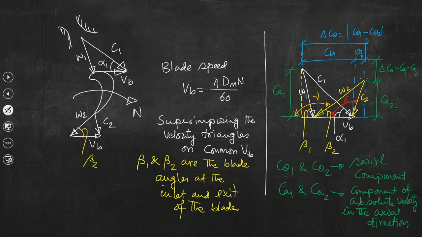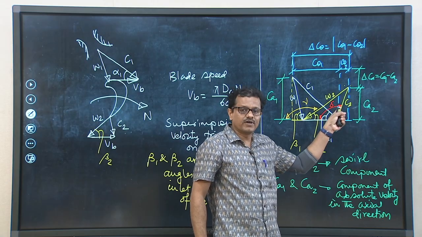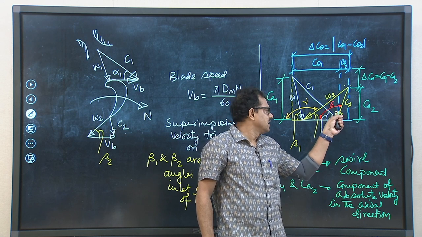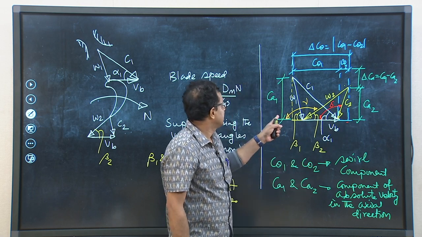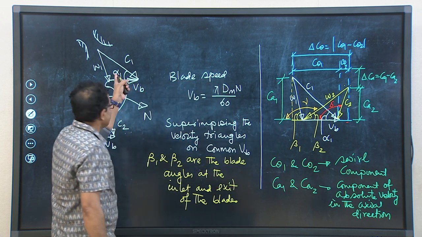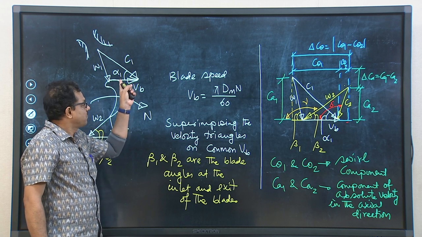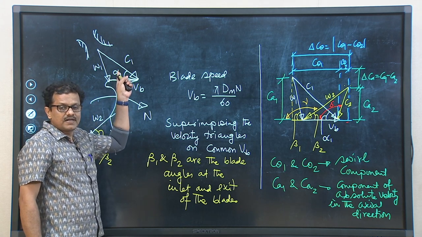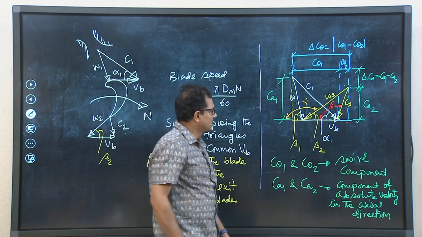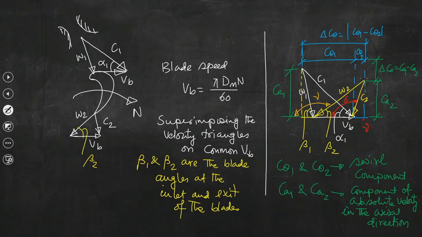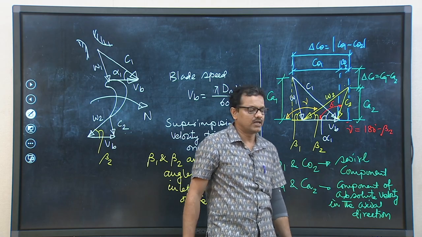delta. So, delta is the angle made by the exit absolute velocity of steam leaving the blades with the plane of rotation of the wheel, while alpha is the flow angle, that is the angle subtended by the nozzle axis in the direction of rotation of the wheel. So, these two are important. Gamma equals 180 degrees minus beta 2, and delta is the angle made by the exit absolute velocity of steam leaving the blades with the plane of rotation of the wheel.